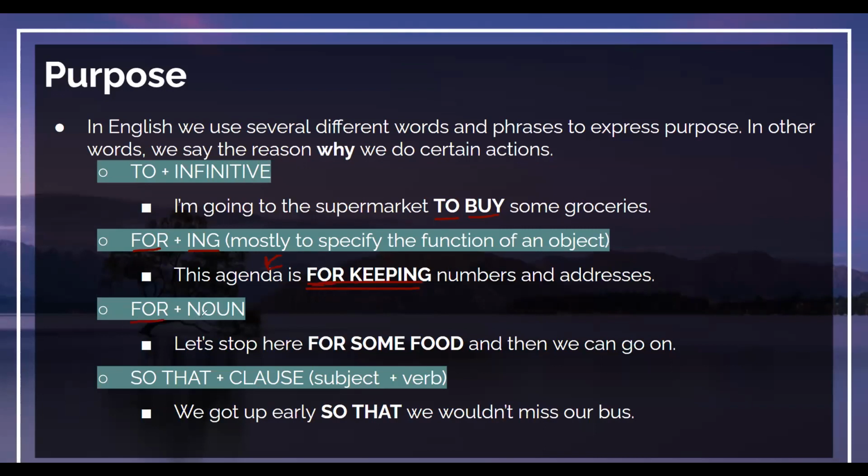We also have for plus a noun. Remember that a noun is every word that names an object, a place, a person even, right? All of those are nouns. So for example, let's stop here for some food and then we can go on. So the reason why I'm suggesting to stop there is for some food, right? This is the reason, to get some food. So instead of a verb, you can just use a noun if you want to, and then you can have a sentence like this. And finally, we have so that plus a clause.